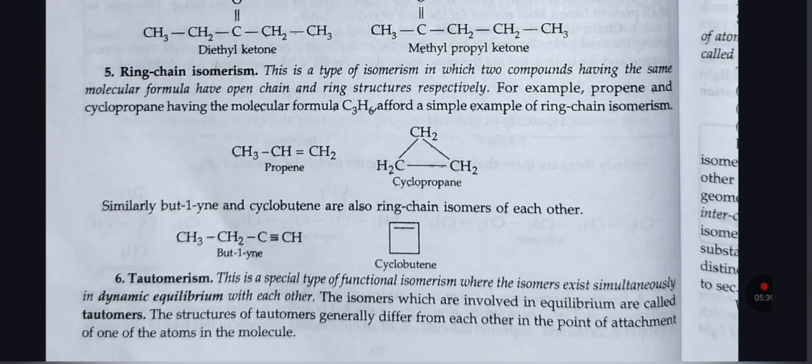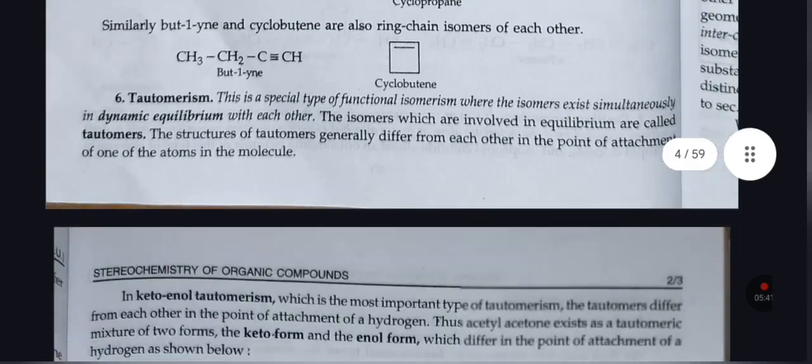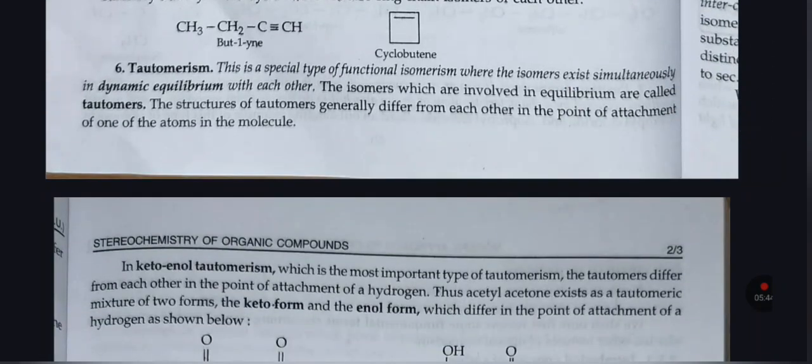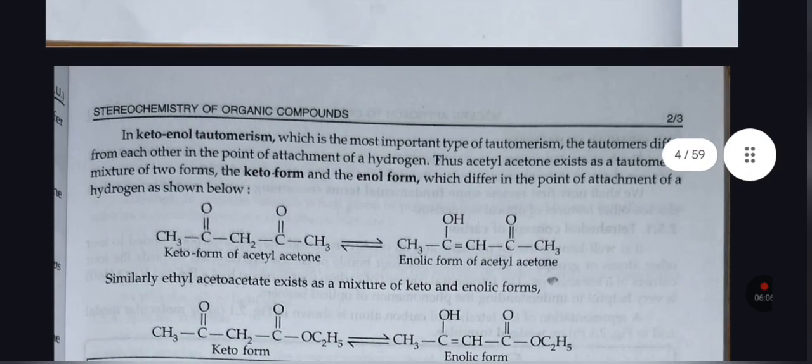Tautomerism. This is a special type of functional isomerism where the isomers exist simultaneously in dynamic equilibrium with each other. The isomers which are involved in equilibrium are known as tautomers. The structure of tautomers generally differs from each other in the point of attachment of one of the atoms in the molecule. In keto-enol tautomerism, which is the most important type of tautomerism, the tautomers differ from each other in the point of attachment of a hydrogen.